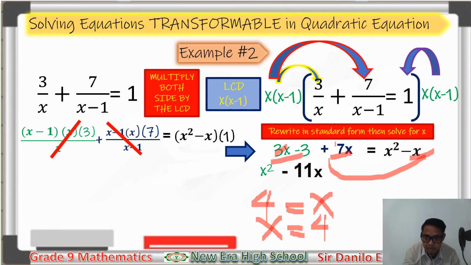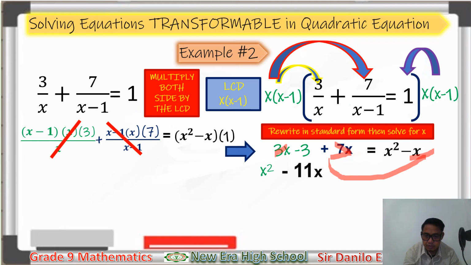Burahin muna natin para hindi tayo maguluhan, para makita natin ng maayos. Ito yung sinasabi ko kanina, ito may negative ka dyan. Etong 10, pag nilipat natin to magiging minus 10x. Okay, and if you combine this one, the result will be like this. Parang andito yung equals. Okay? And then ito naman yung ililipat natin sa kabila.